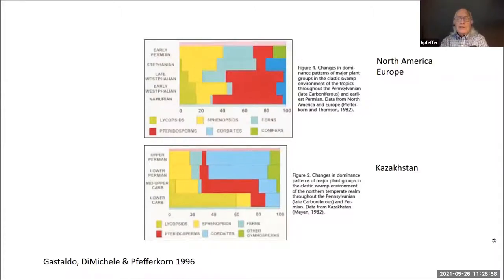At the same interval, we have in Kazakhstan a similar change where pteridosperms disappear. In this case, the cordaites take over, the blue on the right. So the change is not the same, but it occurs at a similar interval. Actually, it occurs a little bit later, namely at the end of the Carboniferous, lower Permian, but we see a pattern that is different for the major groups, but nevertheless, a similar pattern. Next slide, please.